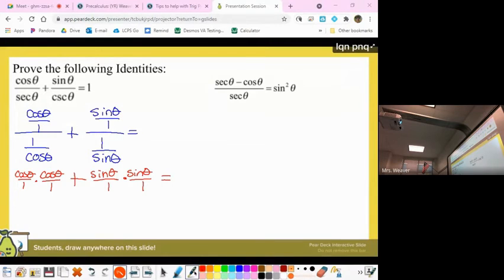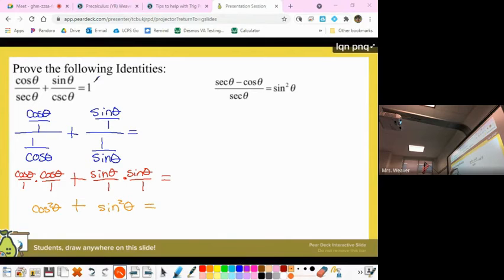Okay, that gives me cosine theta times cosine theta is cosine squared theta. 1 times 1 is 1. If my denominator is just 1, I don't have to write it. Plus, sine theta times sine theta is sine squared theta. 1 times 1 is 1 in the denominator, but if my denominator is 1, I don't have to write it. Okay. And was that helpful?